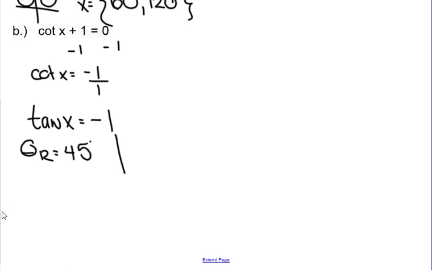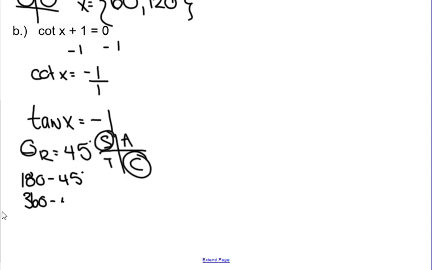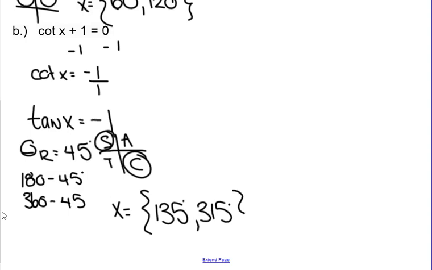And then we want where tangent is negative. If we check, tangent is negative in quadrant 2 and quadrant 4. So that means 180 subtract 45 degrees and 360 subtract 45. Remembering we're always using our x-axis values as our starting point and then using our reference angle to either add or subtract. And so this gives us x is equal to 135 degrees and 315 degrees.